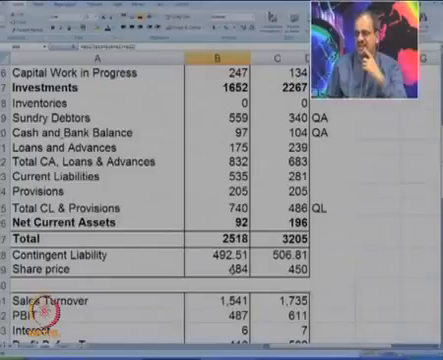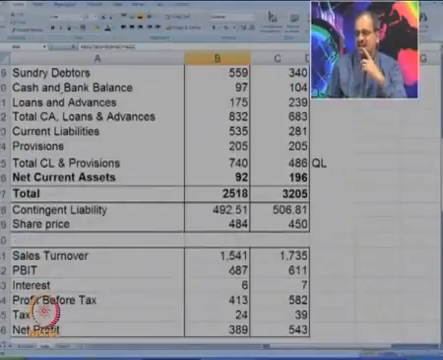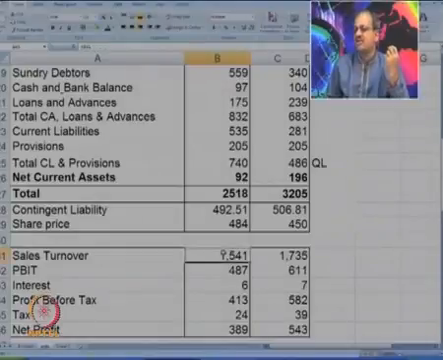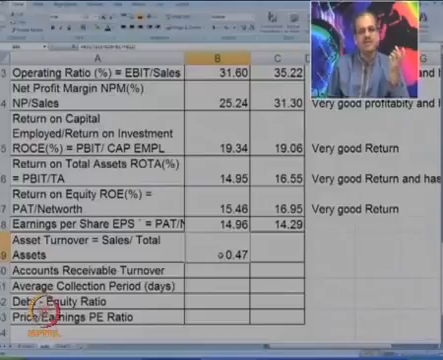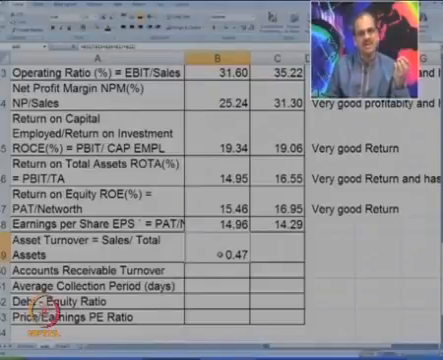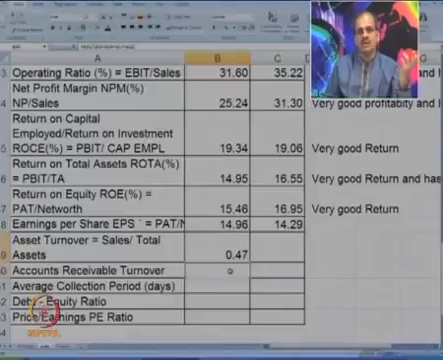So, you can see that total assets are about 3000, sales generated is 1500. So, you get a ratio of 0.47, which is not a very high ratio. So, company is comparatively using large assets to generate lesser sales, but since the profitability is very good, it is not bad.